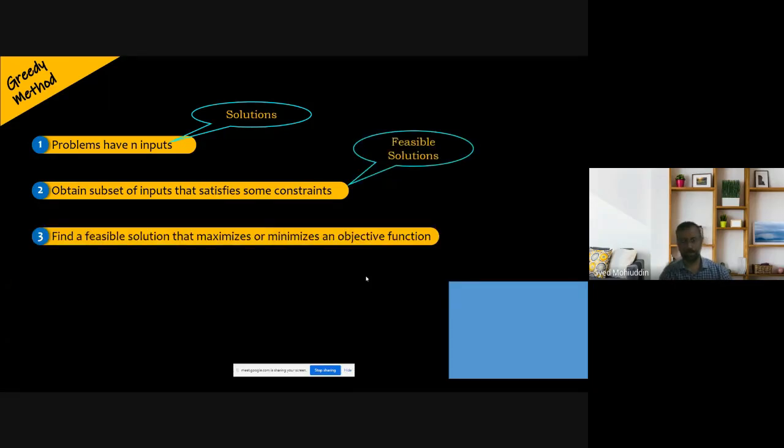And among these feasible solutions, we need to find a feasible solution that maximizes or minimizes an objective function. This is known as an optimal solution. So always our purpose, our approach using the greedy method, would be to find an optimal solution.